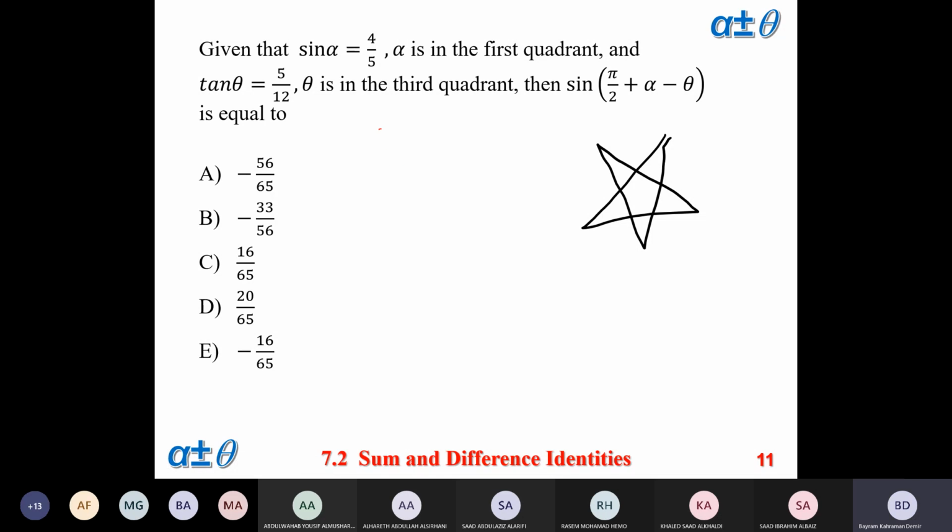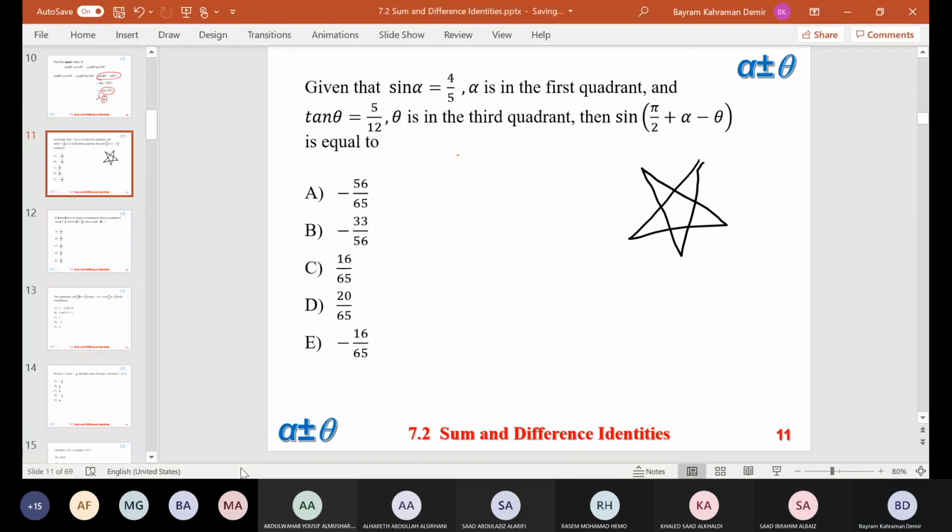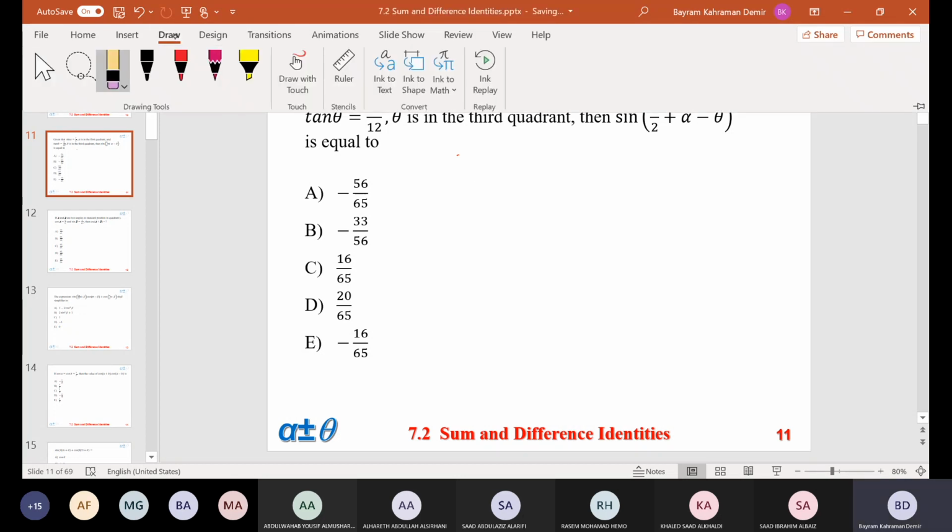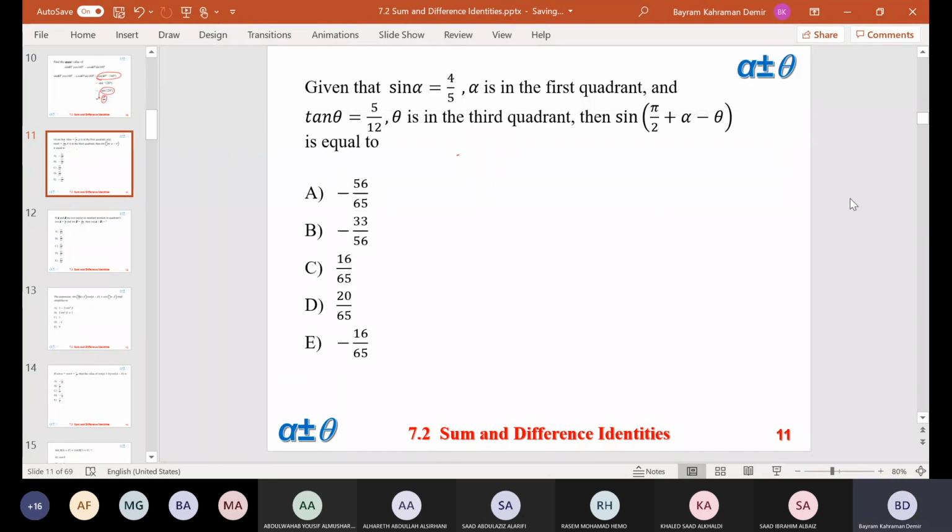The question here is asking about sine of pi over 2 plus alpha minus theta. Let me erase this and clean this up. Okay, now let me just rewrite this expression, everybody.